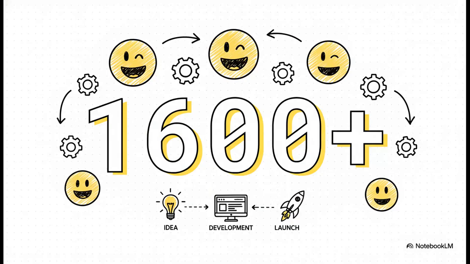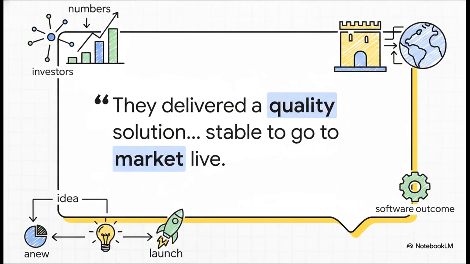And following a process this rigorous, time and time again, is exactly how a development partner builds a serious track record. Just to give you a sense of scale, the company whose process we're looking at has successfully launched projects for over 1,600 clients. And behind a number like that are real stories. This quote from a client really nails the end goal: getting a quality solution that's stable enough for the market and impressive enough for investors.